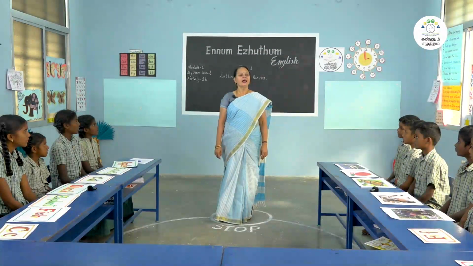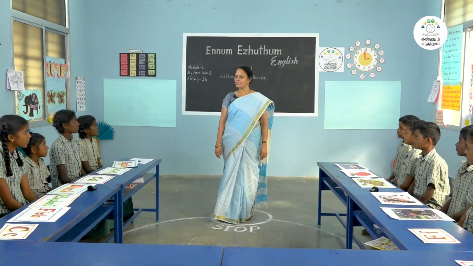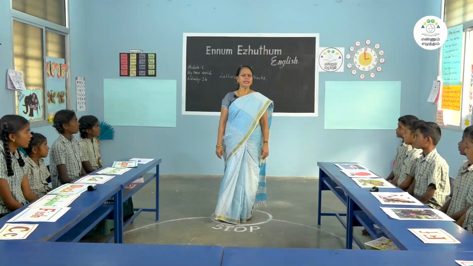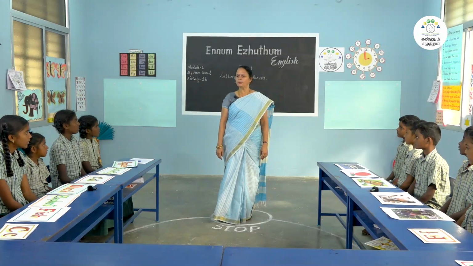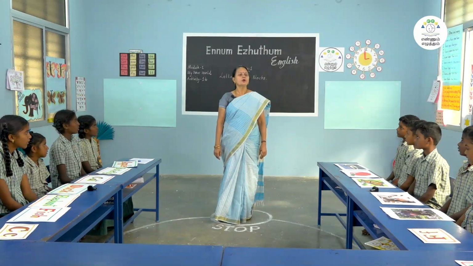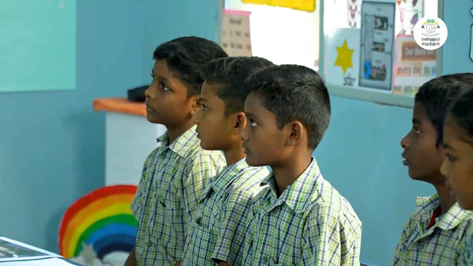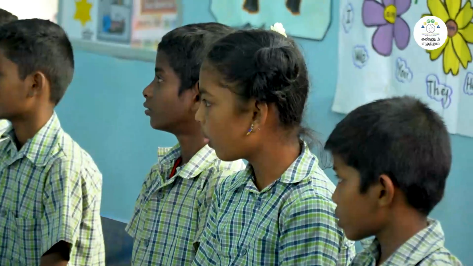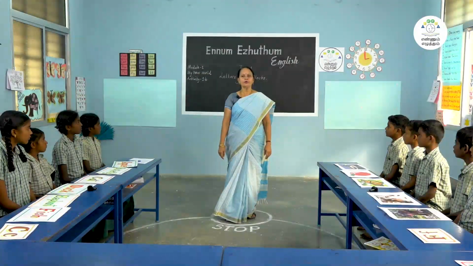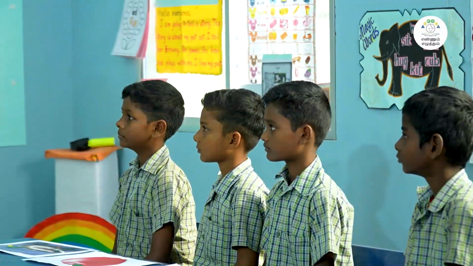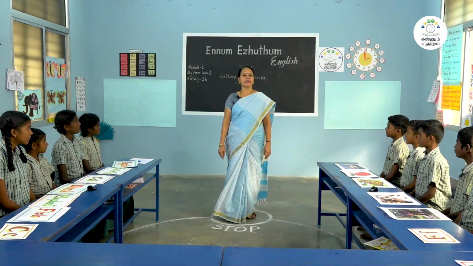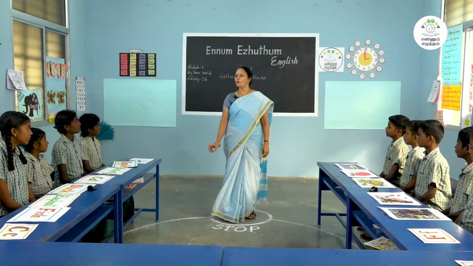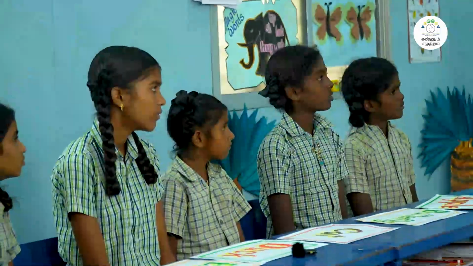Very good. Have you already learned the English alphabet? Yes, teacher. That's very good. Shall we reinforce the words once more? Yes. We are going to learn how to say the English alphabet with an attachment of words and pictures. You have already learned the English alphabet. Now, we are going to play a game and understand the alphabet better in the form of words and pictures.